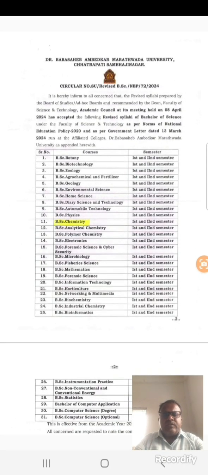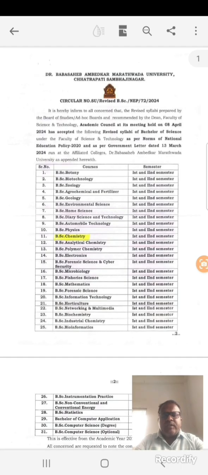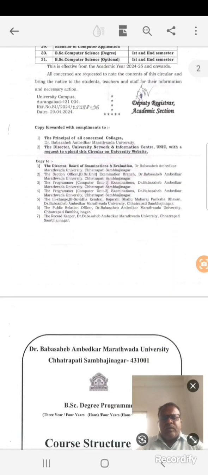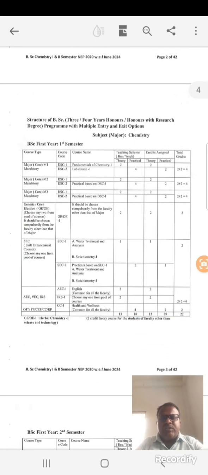Good morning, friends. Today we discuss the syllabus of BSc first year, NEP pattern, semester first. Firstly, we discuss semester first. In semester first, there are three major subjects.